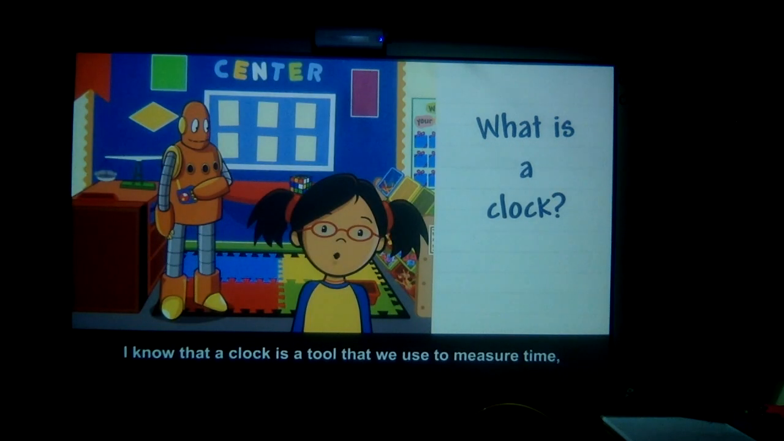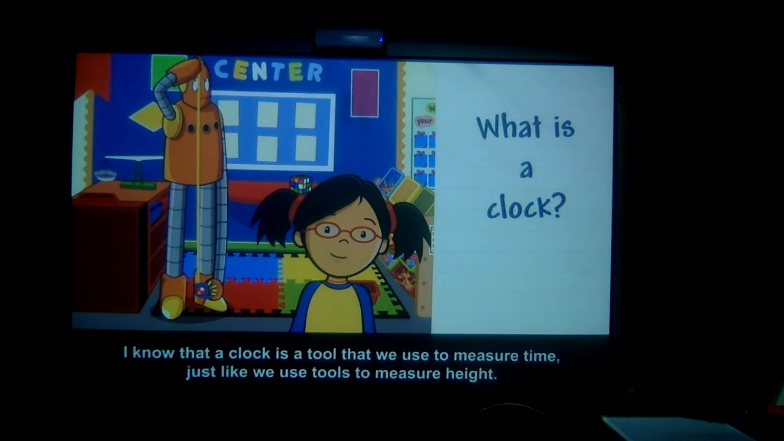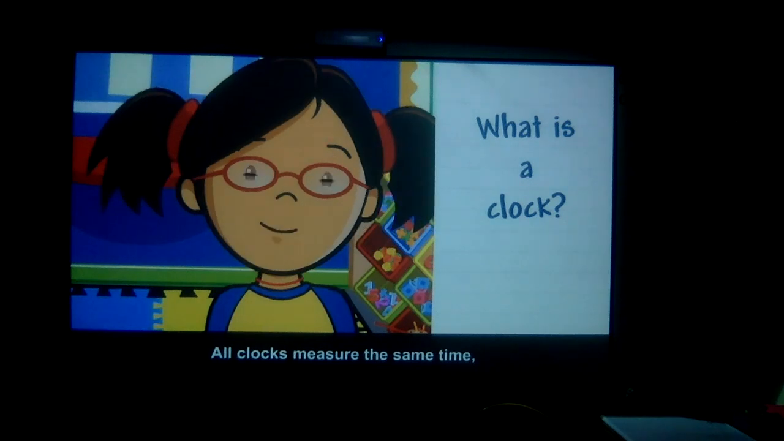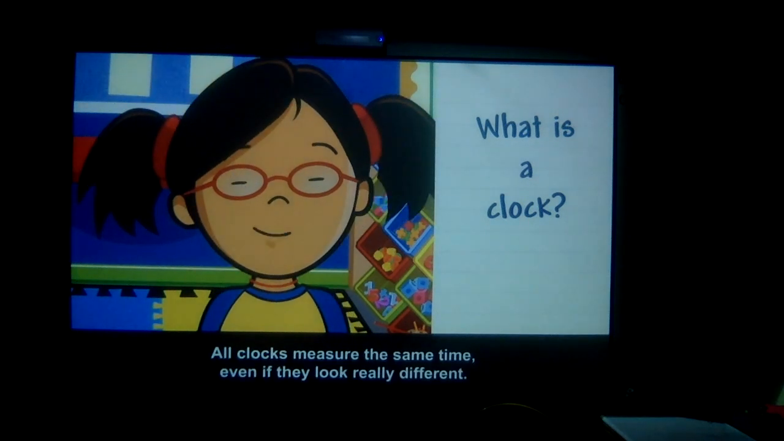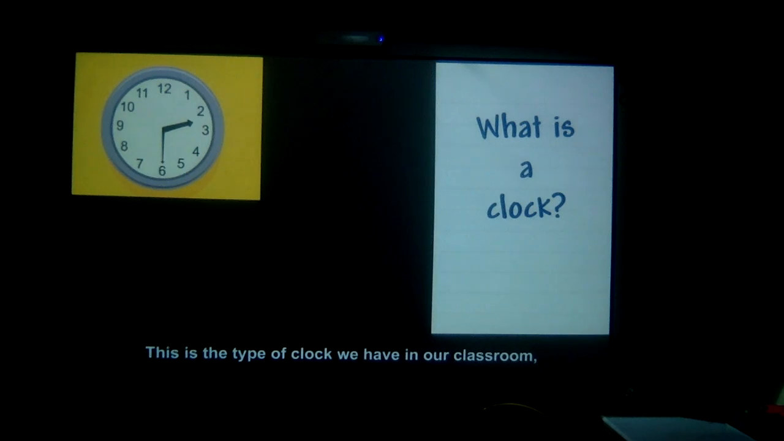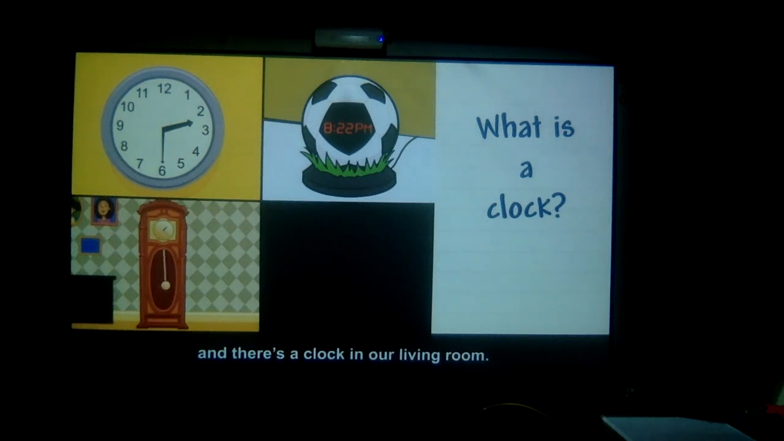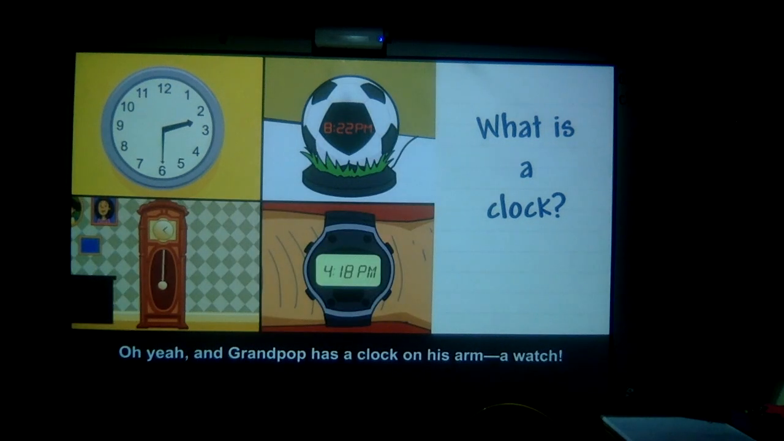I know that a clock is a tool that we use to measure time, just like we use tools to measure height. All clocks measure the same time, even if they look really different. This is the type of clock we have in our classroom, and I have my own clock in my bedroom. And there's a clock in our living room. Oh yeah, and Grandpop has a clock on his arm. A watch.